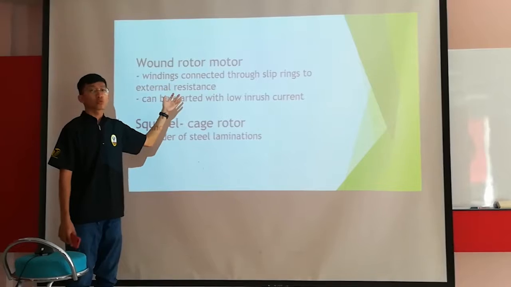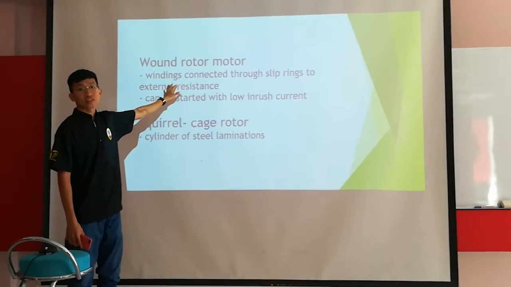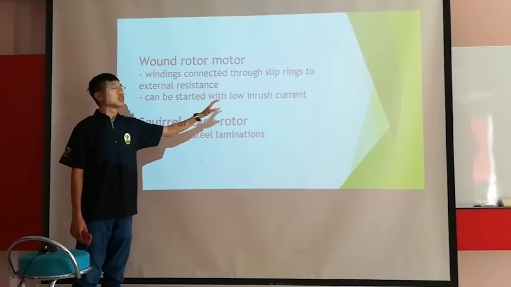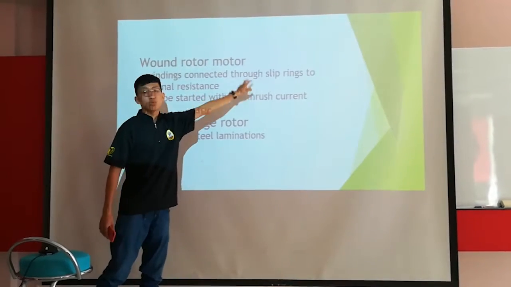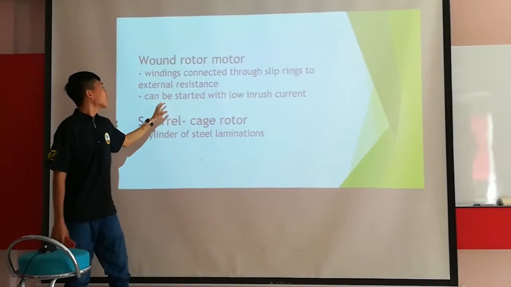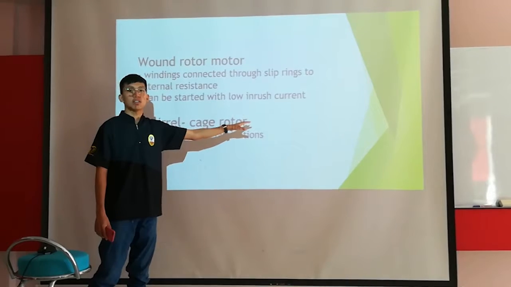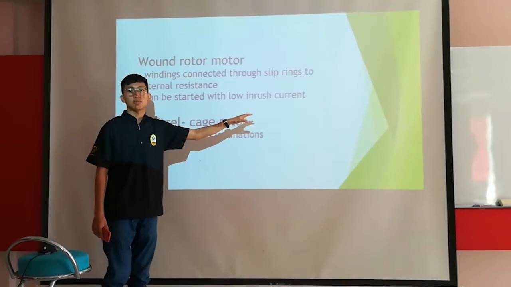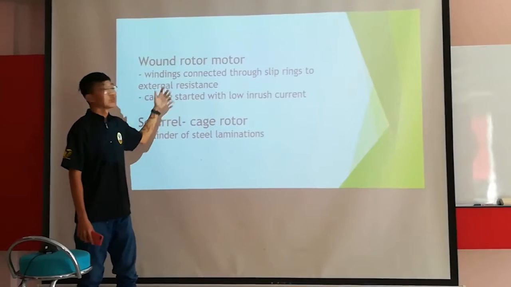The wound rotor motor uses windings connected through slip rings to an external resistance. Later I will talk more about why we use slip rings, and it can be started with low inrush current. What is meant by low inrush current? It means that you can use a low amount of current to produce the torque.